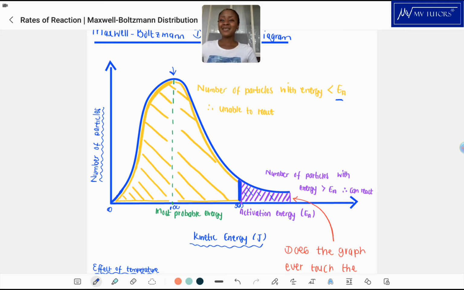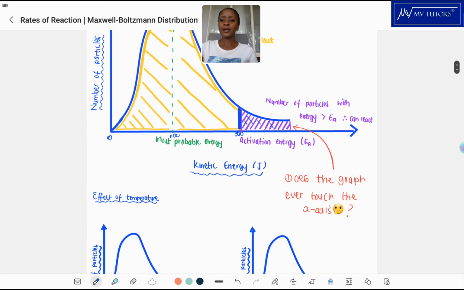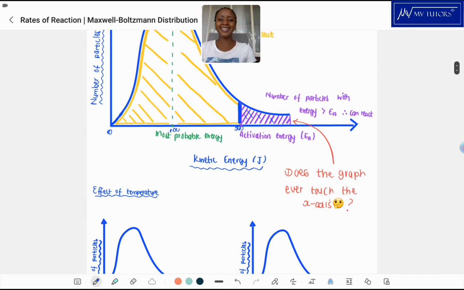Okay, so that is basically what's happening in the Maxwell-Boltzmann diagram. Now my question to you, before I go and blow my nose: does this distribution curve ever touch the x-axis? Here we see at the beginning, it definitely starts at 0.